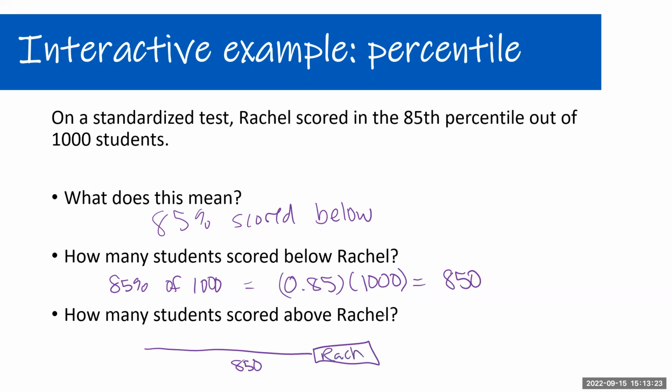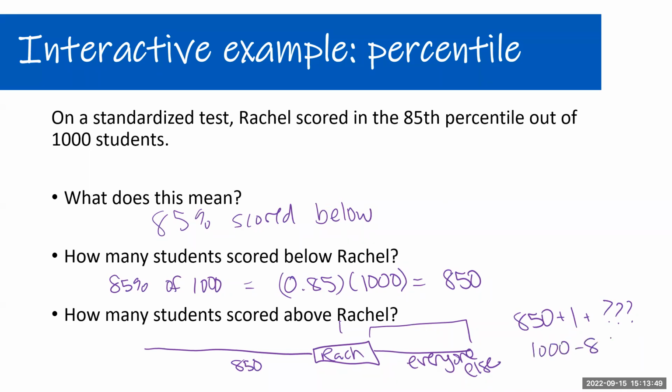And then we have Rachel's score. And then we have everyone else. Rachel counts for 1. Everyone else has to be 850 plus Rachel plus the people that scored above. So that's going to be 1,000 minus 851, which is going to give us what, 149, I believe. So 149 people did better than her. 850 did less, and then she is that 1,000th score.